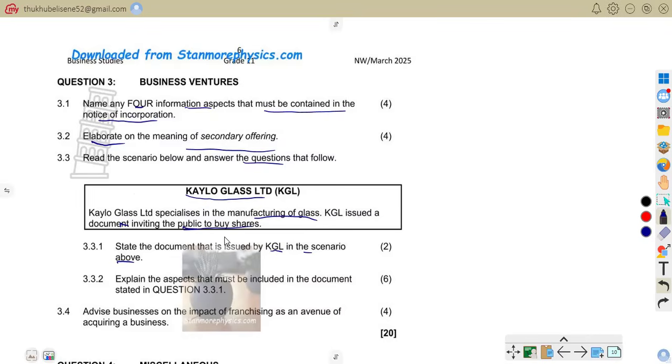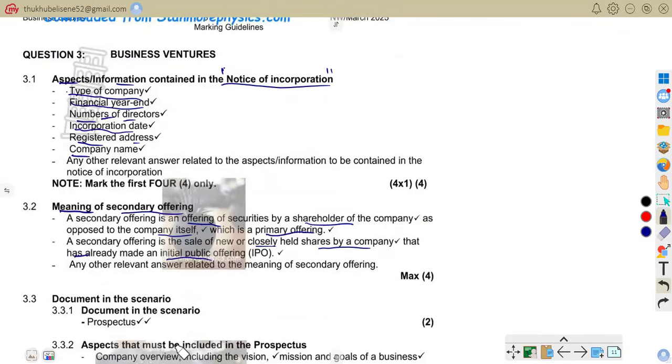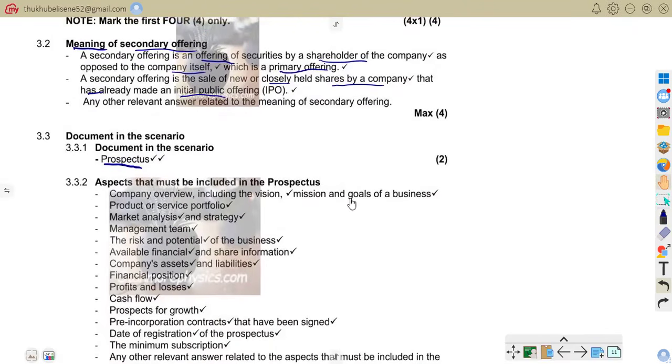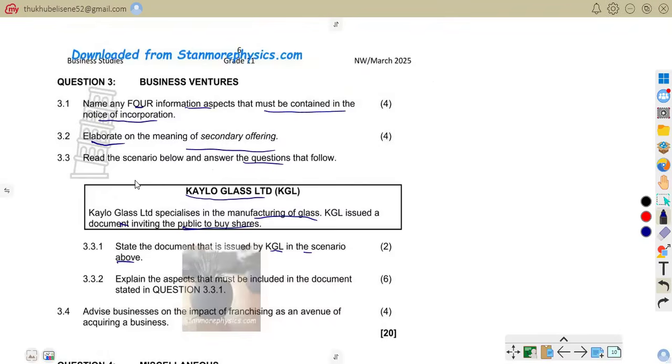So what is that? 3.3.1. That is a prospectus. The correct answer there is prospectus. A prospectus is a legal document that invites people to buy shares in a company. That is the invitation that we make to attract people to buy shares in the company. Hope you're together on that.